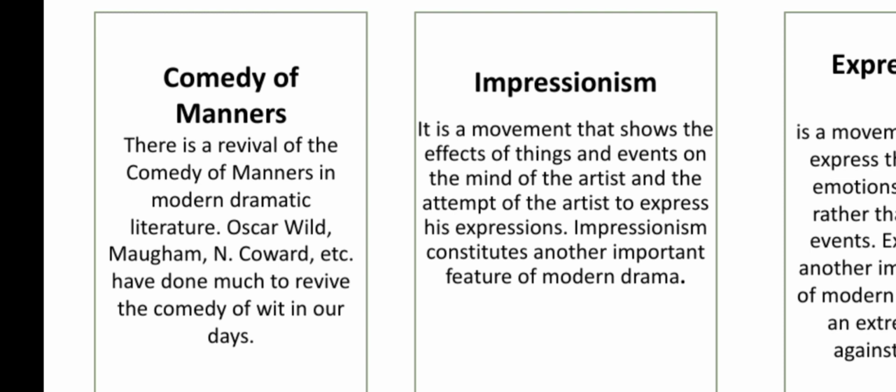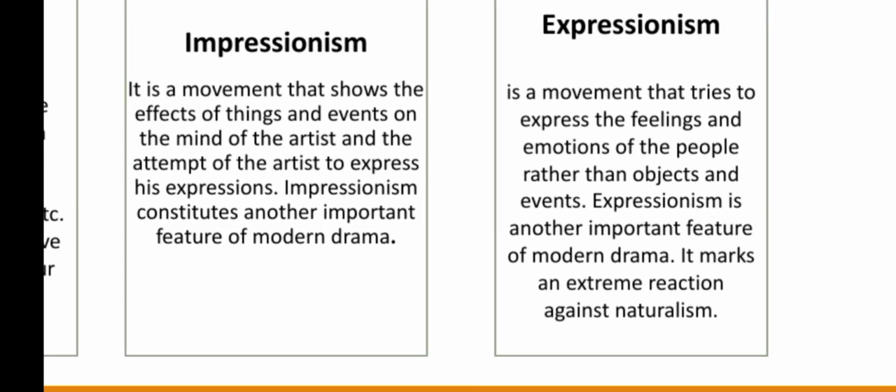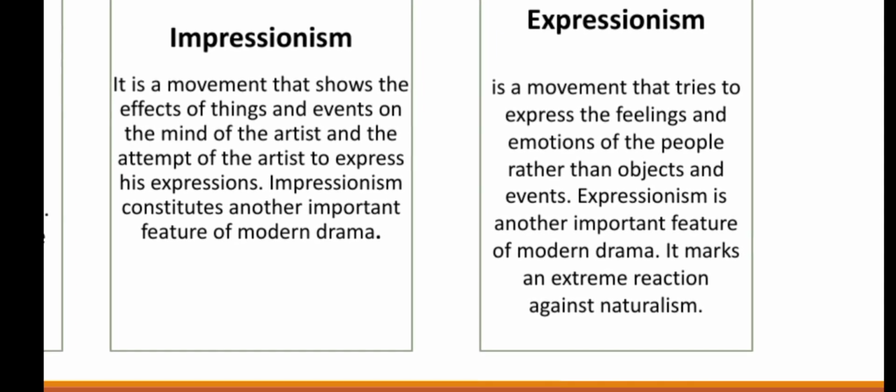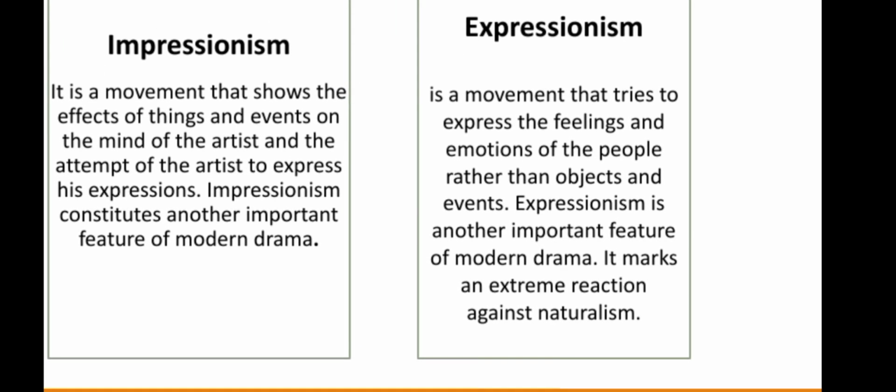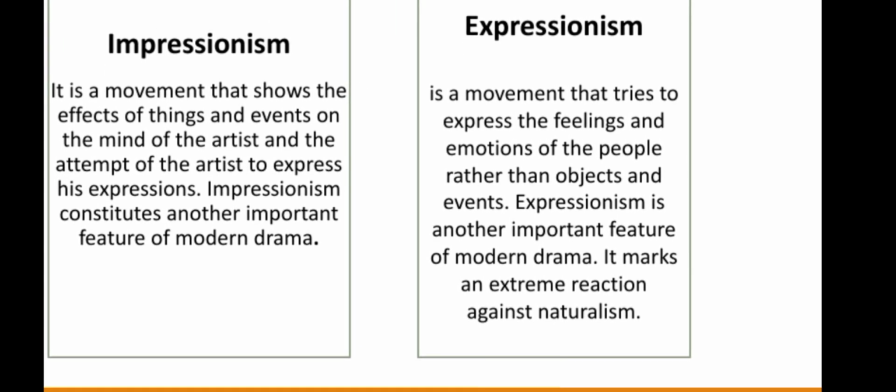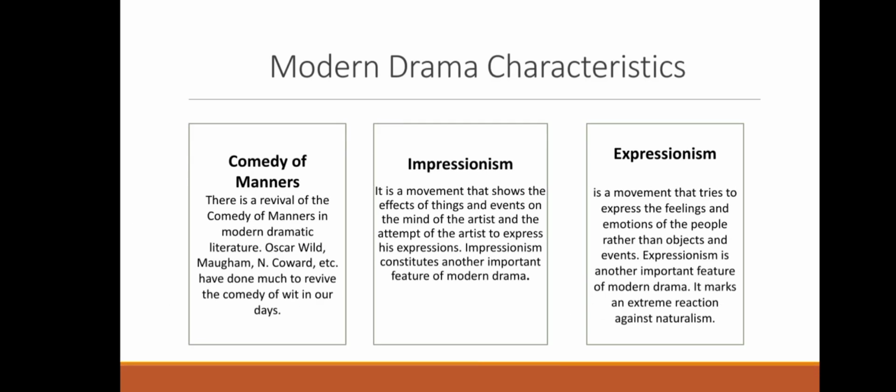Along with it, you have to remember one more thing, that some of the writers from the Victorian age also wrote in the modern age. So it means that some of the writers were shared by both of the ages. Then there is impressionism, which means the effect of things and events on the minds of the people. Along with it, expressionism was there. It was a movement that tries to express the feelings and emotions of the people rather than objects and events. So you have to remember these things.